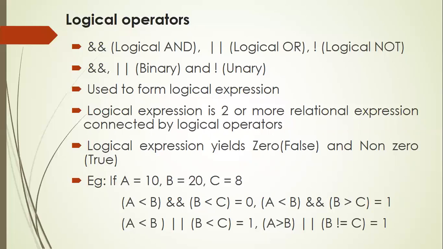So true and true, the result is true and that is denoted with 1. In the third expression, A less than B is true, B less than C is false, but now they are connected by the OR operator. In the case of the OR operator, if one of the relational expressions is true, the result is true. For the final expression to be false, both the relational expressions must be false. So that is the difference between an AND operator and an OR operator.